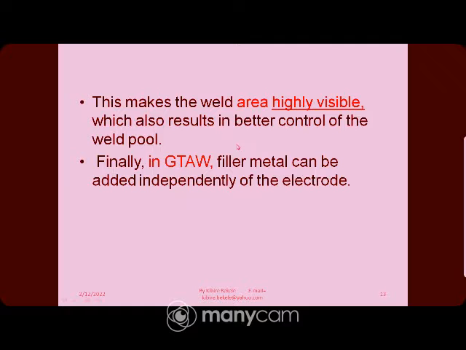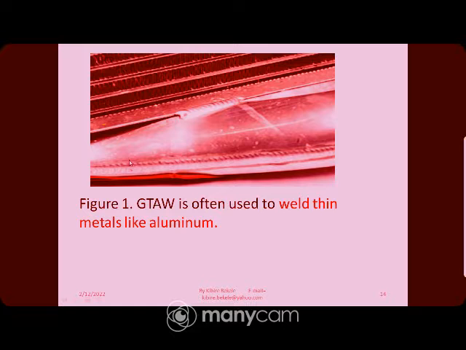Finally, in the gas tungsten arc welding process, filler material can be added independently of the electrode, because the gas tungsten arc welding electrode is a non-consumable electrode. It does not melt and does not transfer to the joint area. Depending on the material to be welded and the joint design, it needs another filler material, another filler rod, to be supplied from the side.